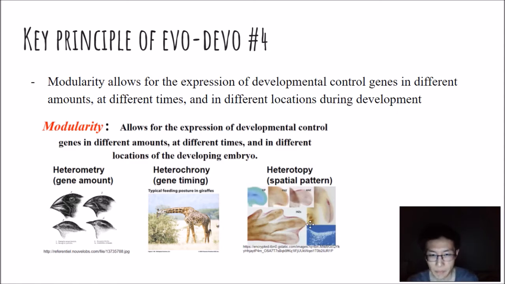And you can see it over here shown in, it looks like limb development in probably some kind of a bird, I believe. Yeah. But yes, limb development. So spatial pattern of expression, gene timing, how long is the gene being expressed, and gene amount, how much of the gene is being expressed, all falls under modularity. And so this is the key principle of Evo Devo number 4.